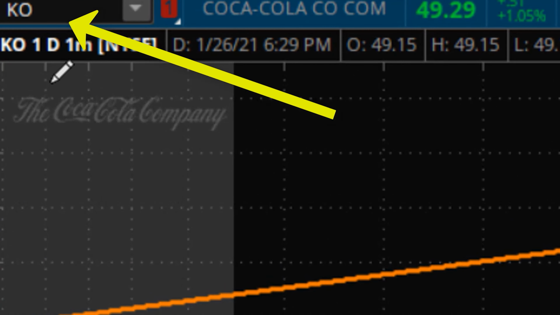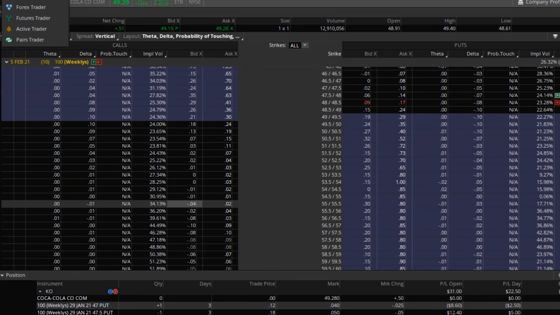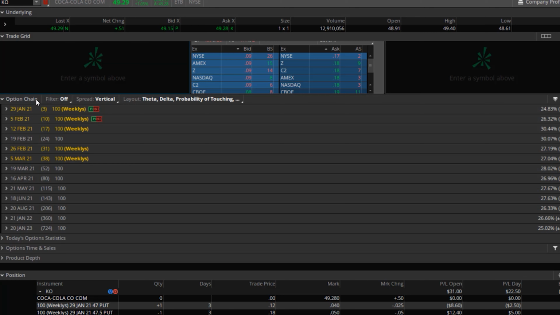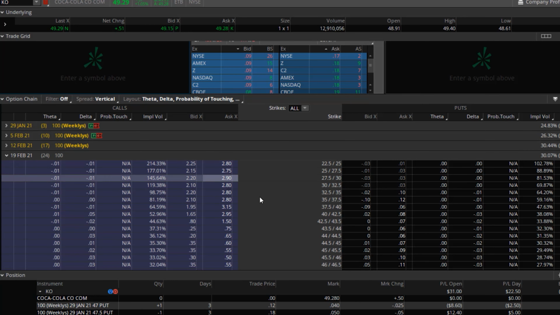So this is Coca-Cola stock. Right now we're gonna go to the options chain. Right now, the options chain, this is basically how it's broken down. You could choose the time period that you want to look at. So let's go ahead and look into a further time period. Let's look at the 19th of February 2021.